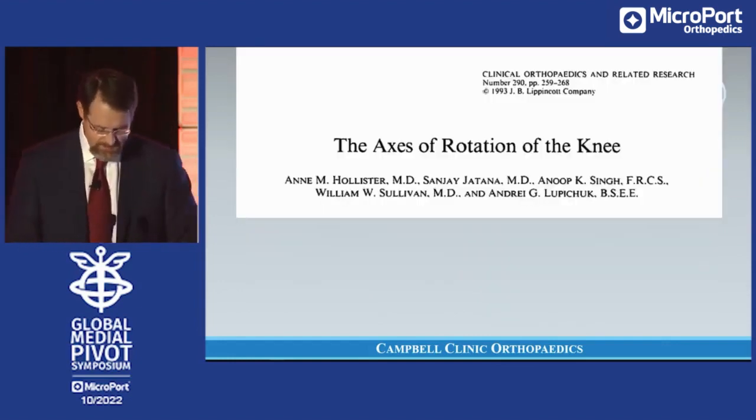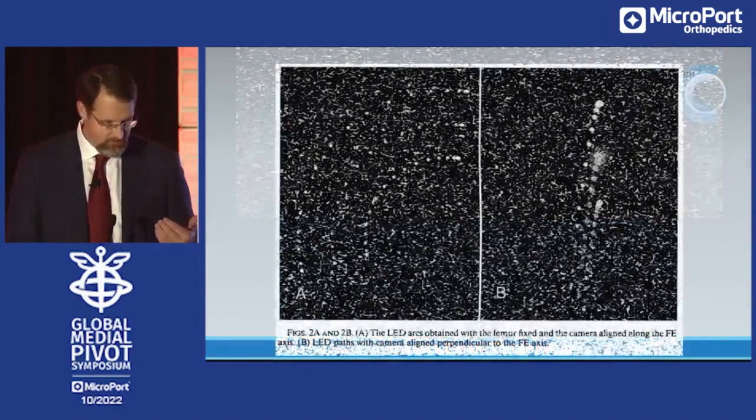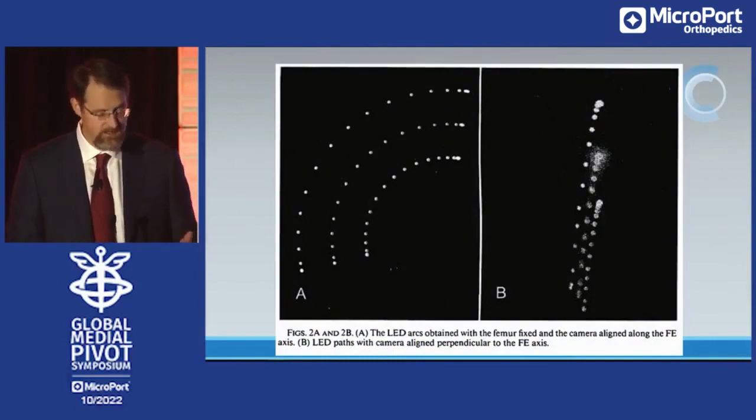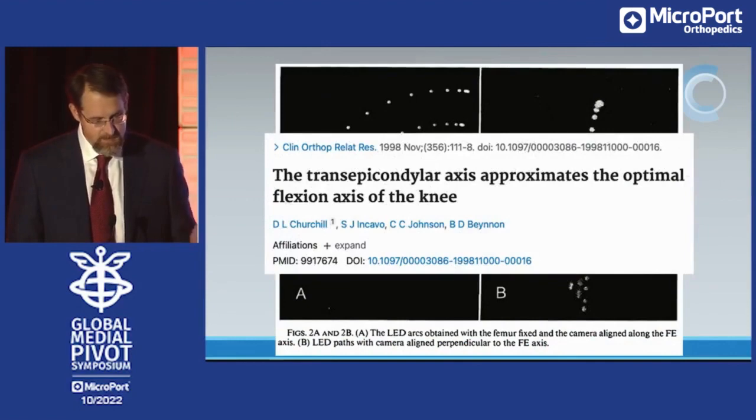All right, so we're going to take a step back now and go back to Hollister. So Hollister did show that the knee had a single radius of curvature, as we talked about, and clinicians were looking for a way to basically find the flexion-extension axis of the knee. And throughout much of the 1990s, it was just deemed that the transepicondylar axis best approximates the optimal flexion-extension axis of the knee.